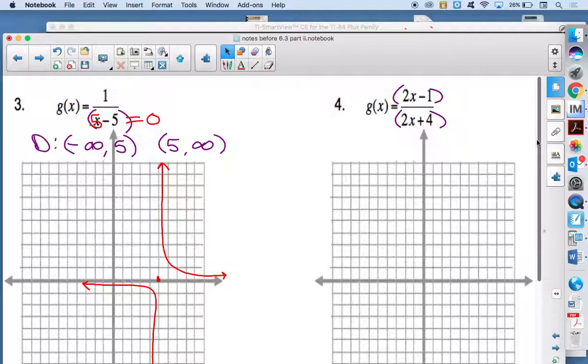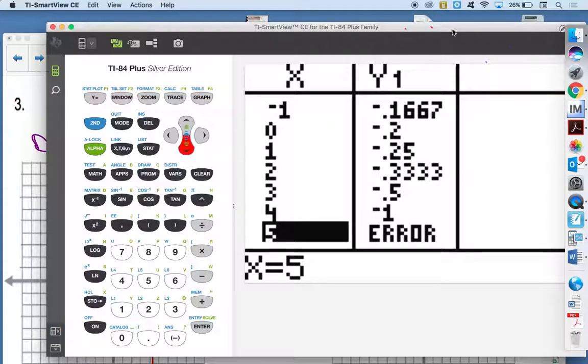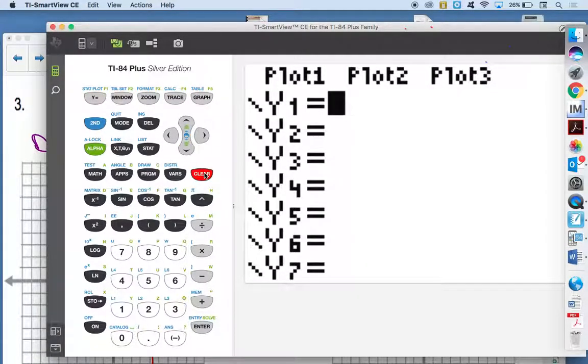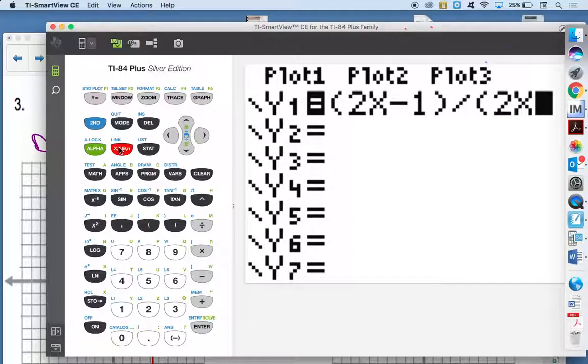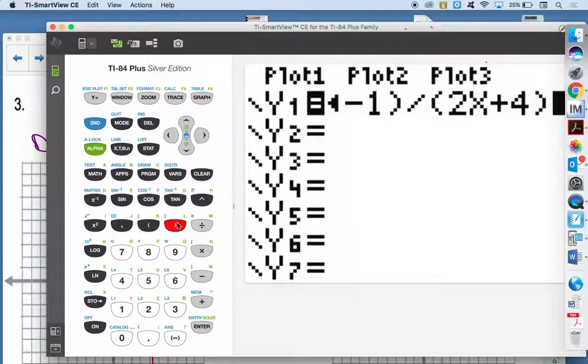We have 2x minus 1 on the top, 2x plus 4 on the bottom. Again, put parentheses around that, numerator and denominator this time. We have to make sure the calculator knows to group it all together. So 2x minus 1, 2x plus 4.